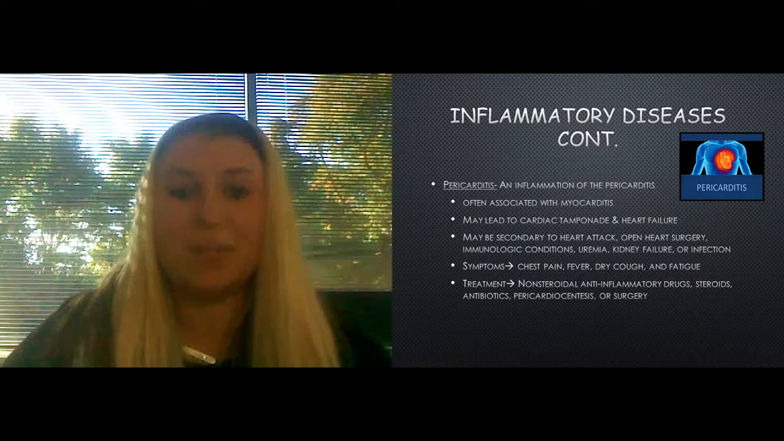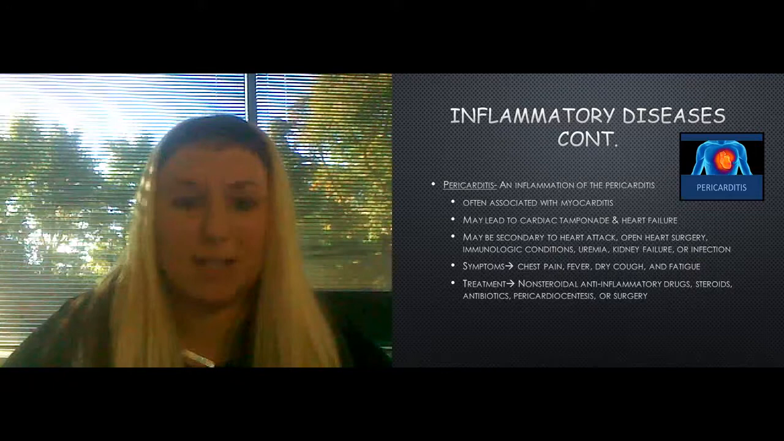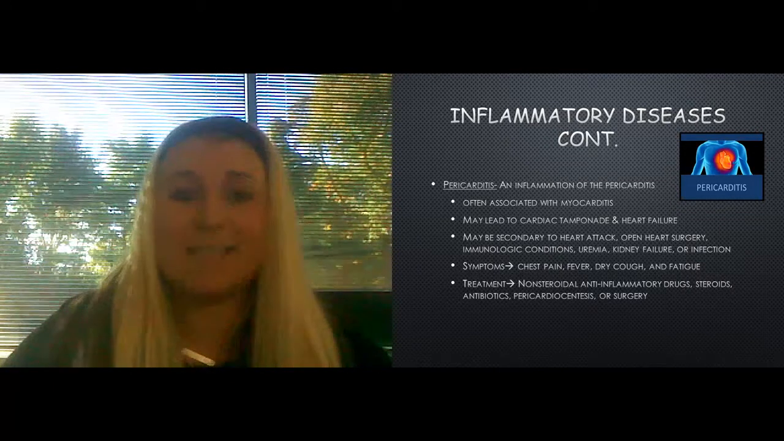This is an inflammation of the pericardium. It is often associated with myocarditis. It may lead to cardiac tamponade and heart failure. It can be secondary to heart attack, open heart surgery, immunological conditions, uremia, kidney failure, or infections.